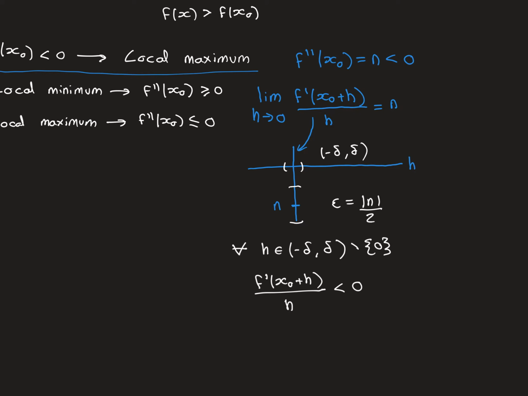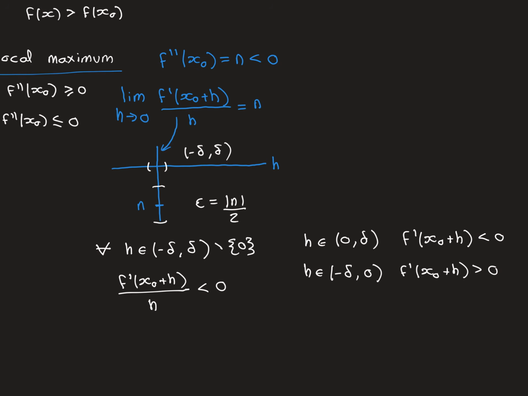So I've written this out again. What I've concluded is that there exists a delta such that if you look at this delta interval from negative delta to delta and you consider any h inside that interval, not 0 itself, then if you look at this quotient f prime at x0 plus h divided by h, this exists, so the derivative at x0 plus h exists, and this quotient's value is less than 0 because it falls in this epsilon interval around n, which is a strictly negative interval, so all the values in that interval are less than 0.